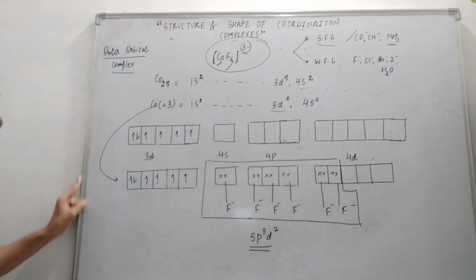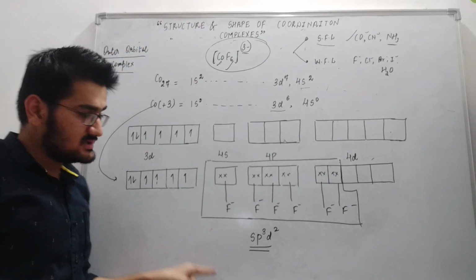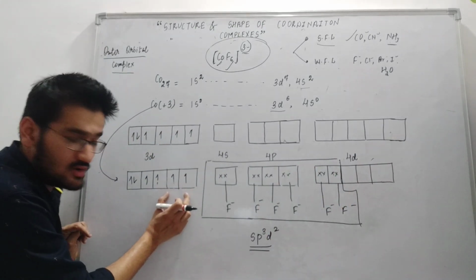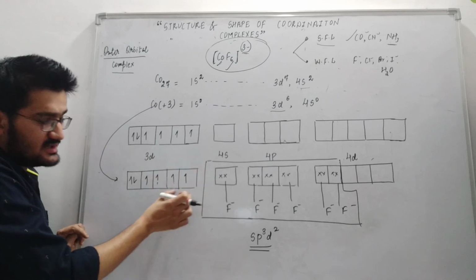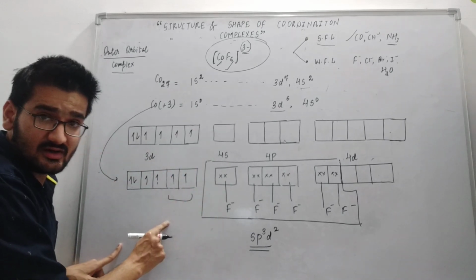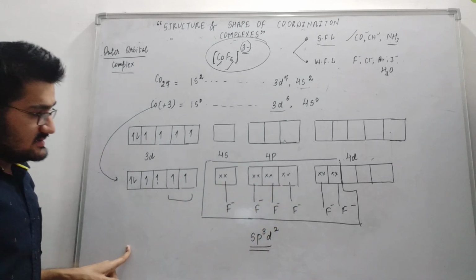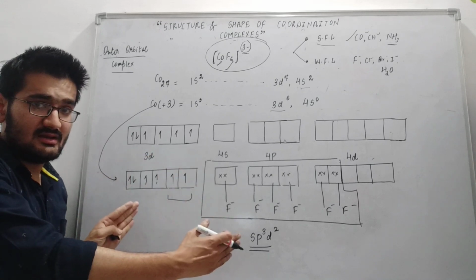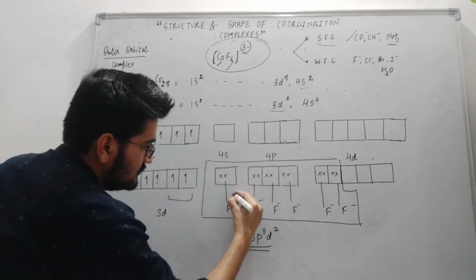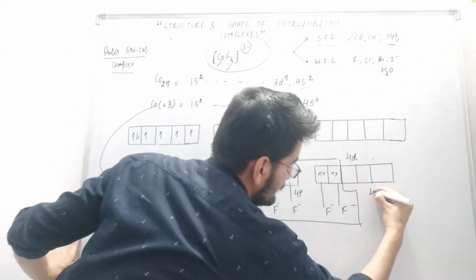And this complex will be known as outer orbital. Why is it known as outer orbital? Because the d orbital is from the outer side. If these 2 inner d orbitals take part in hybridization along with the s and the p orbitals, then it will be d2sp3. And d2sp3 means inner orbital, because this is from 3d, and this is 4s and this is 4p.